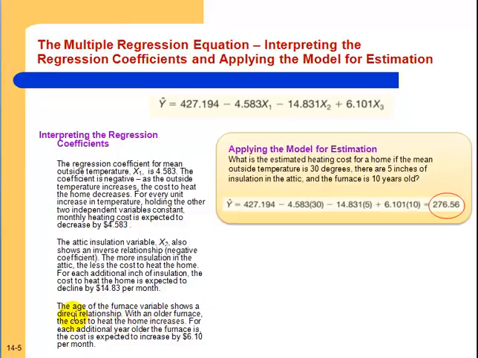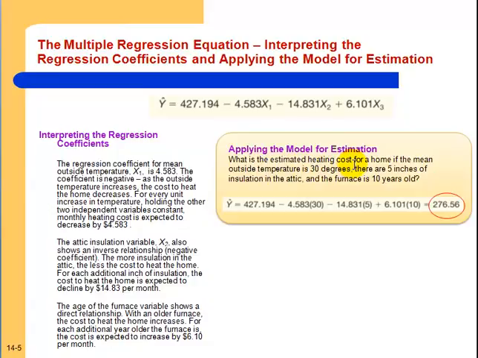The age of the furnace variable shows a direct relationship. With an older furnace, the cost to heat the home increases. For each additional year older the furnace is, the cost is expected to increase by $6.10 per month.